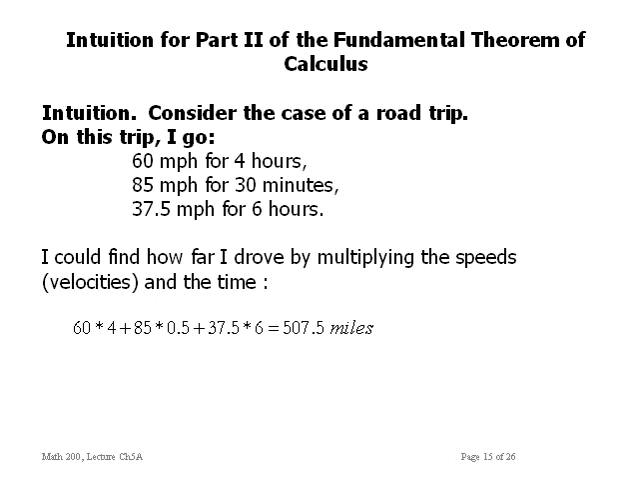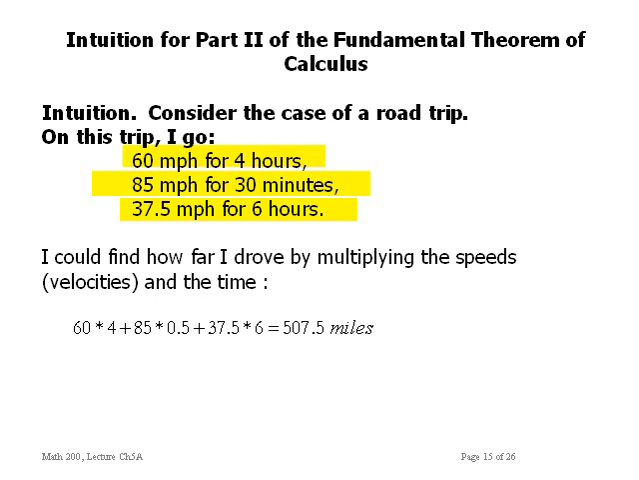Okay, I'm going to go on a road trip. On this trip, I'm going to go 60 miles an hour for 4 hours without stopping and keep that speed. I guess I'll put on cruise control. Then for 30 minutes, I go 85 miles an hour for some reason. I don't know why. I guess I entered Montana. And then I slow down and go 37.5 miles per hour for 6 hours.